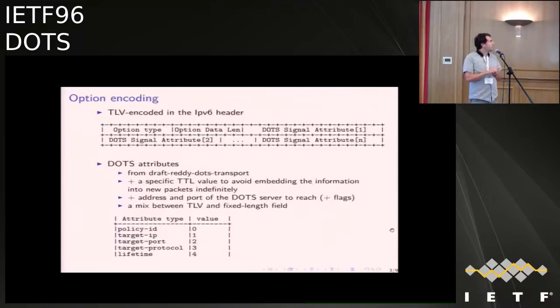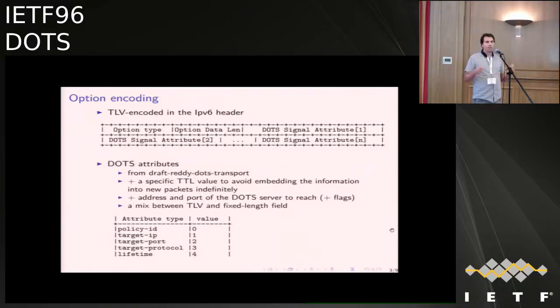We have defined the header to be used for that. We based our work on the transport draft, so we have the same attributes, and we added some of them, especially in order to support our proposal. The first one is a TTL, because what we will do is duplicate the signaling to many packets, so we need to avoid doing that indefinitely.